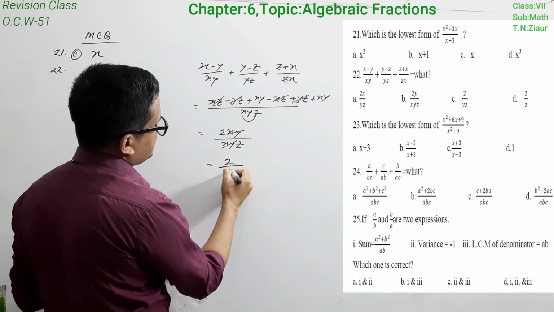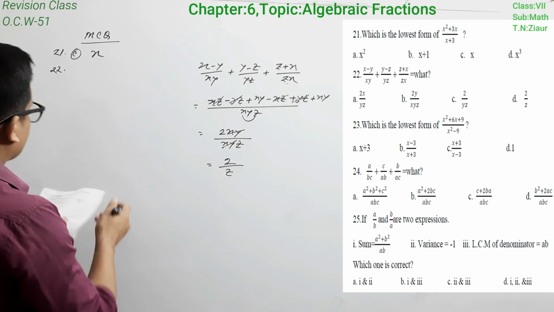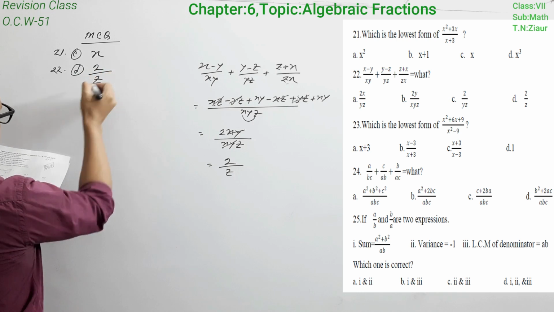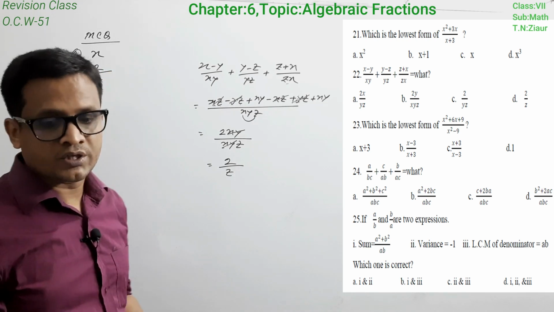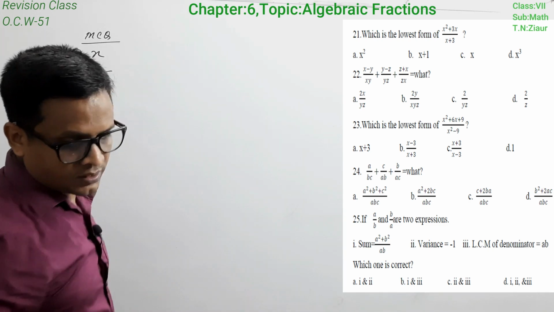So 2 by z, right? This one is the answer. Now we will get in 2 number, which one is the D answer. So 2 by z. Okay, now we will check 23 number, students. Now you have understood this one, right? Like this way, you have to simplify.